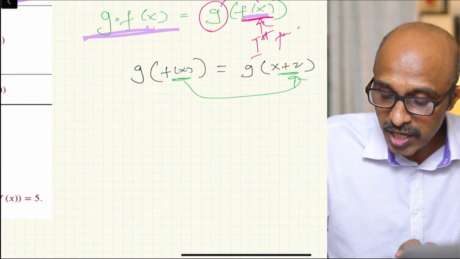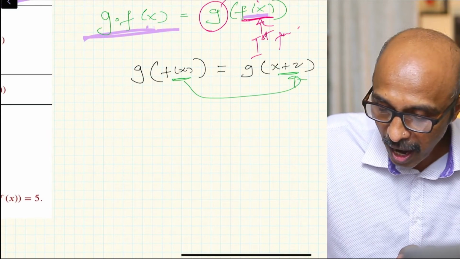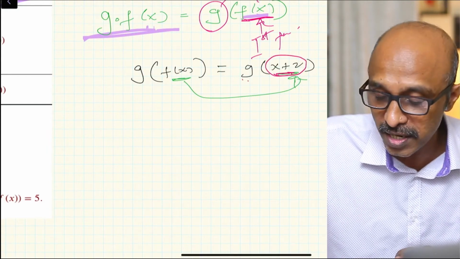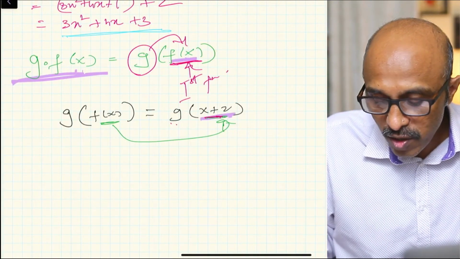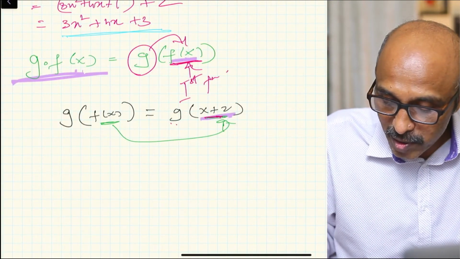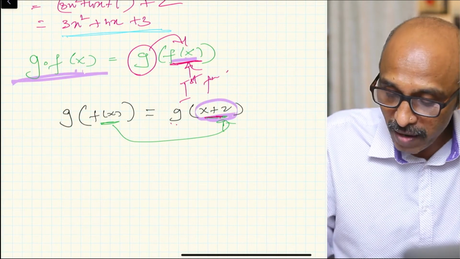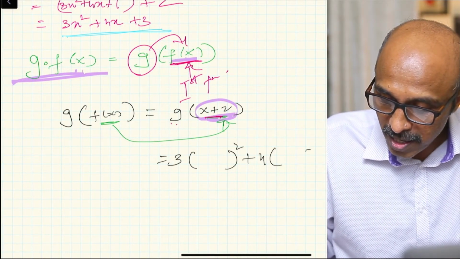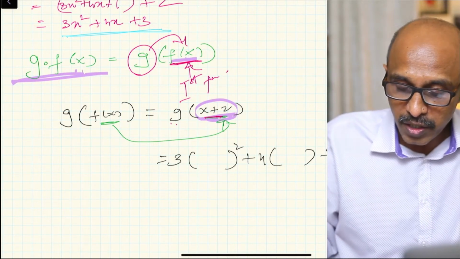Now we're going to find g of that output of f, meaning this is the new input. This is the input for g. So now when you're evaluating g of x plus 2, that becomes my input. X plus 2 becomes the input. So we have to write this as 3 times the input squared plus 4 times the input plus 1. That's the definition of g, right?